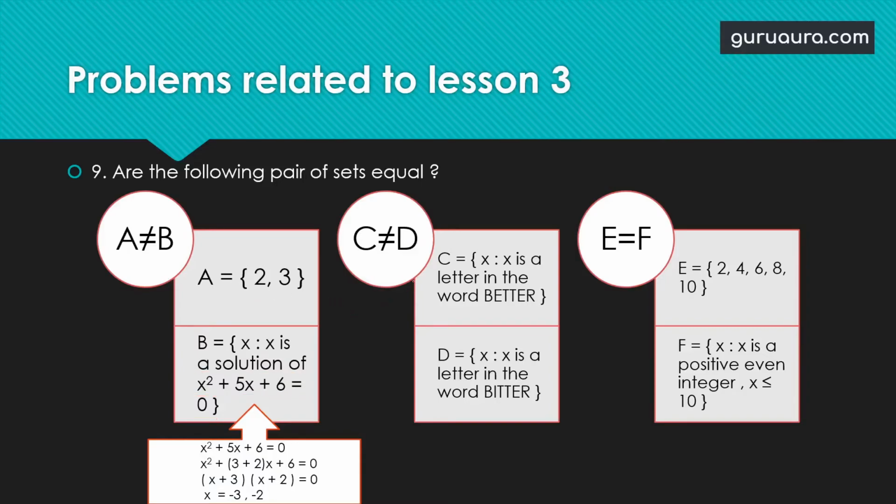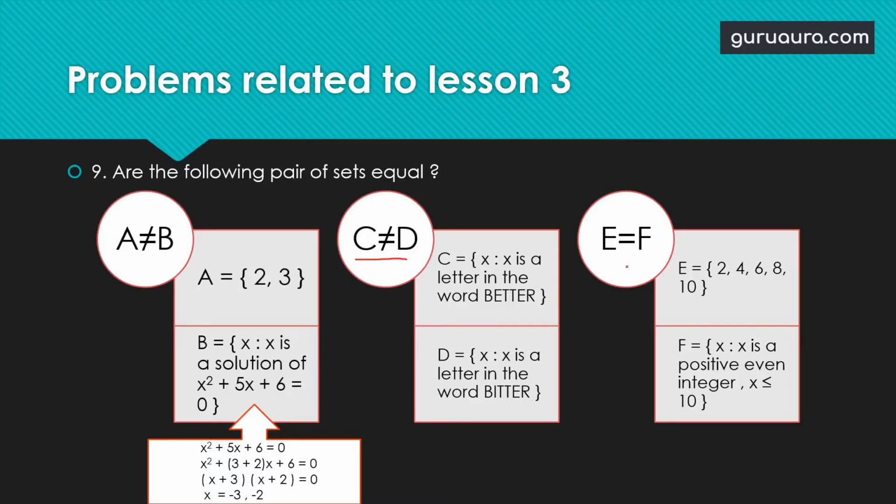Now let's see the next pair of sets, set C and set D. Set C, the set of all x such that x is a letter in the word better. And set D, x such that x is a letter in the word better. Set C and set D have the same number of elements, but the elements are different. Hence, they are not equal.